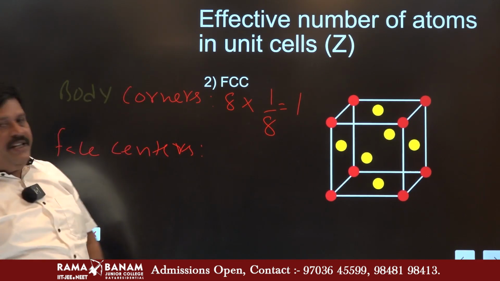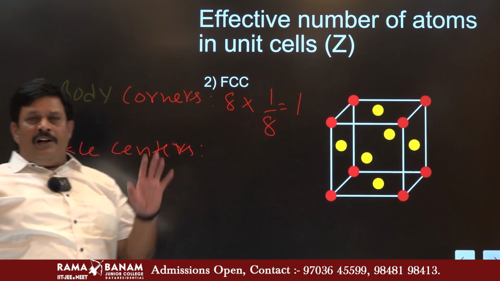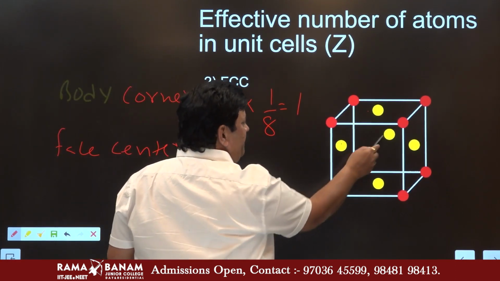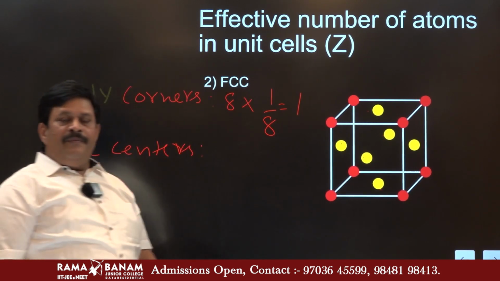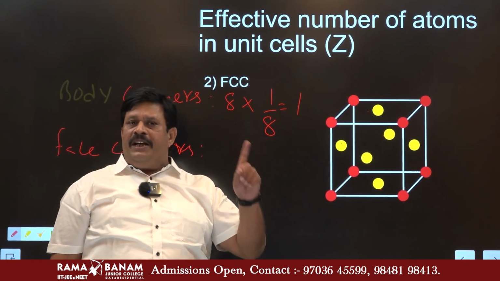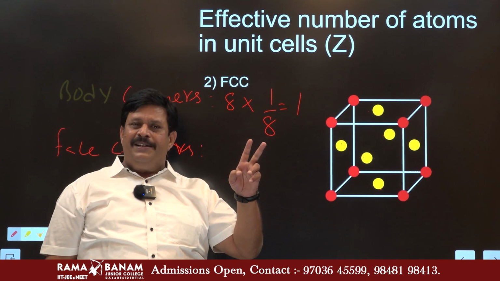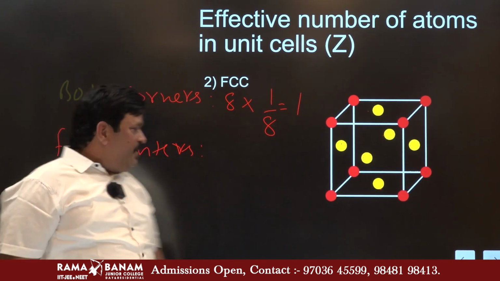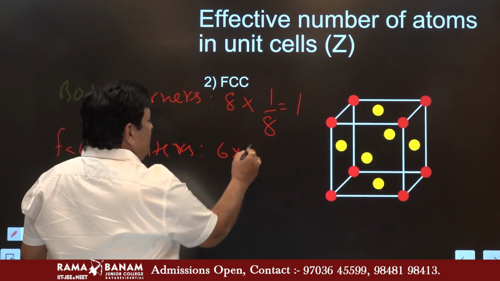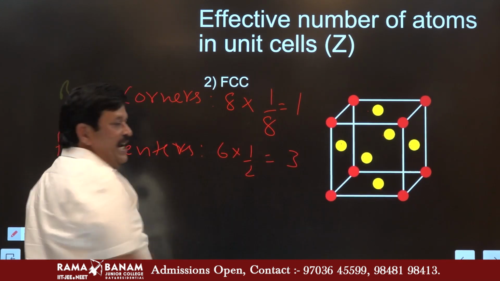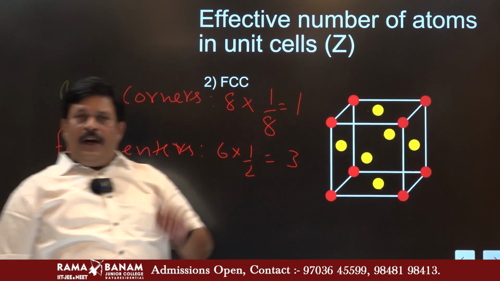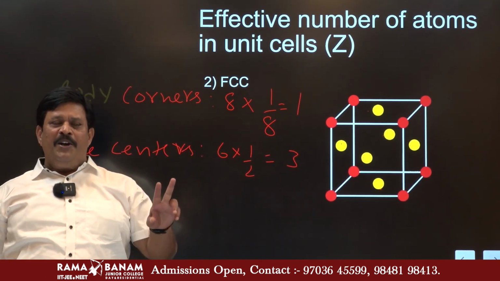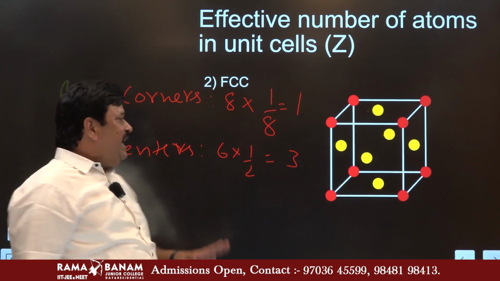Coming to the phase center, there are 6 phase centers, all 6 shown clearly: 1, 2, 3, 4, 5, 6. Each phase center particle is shared by 2 unit cells, so the contribution of each phase center particle is 1 by 2. So 6 into 1 by 2 is 3. So the contribution due to body corners is 1, and the contribution due to phase centers is 3.